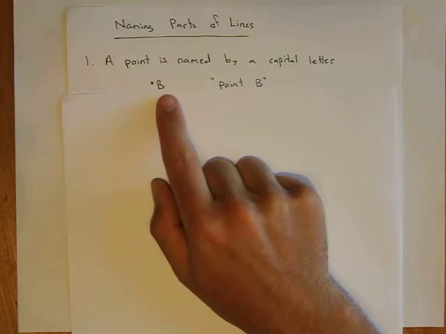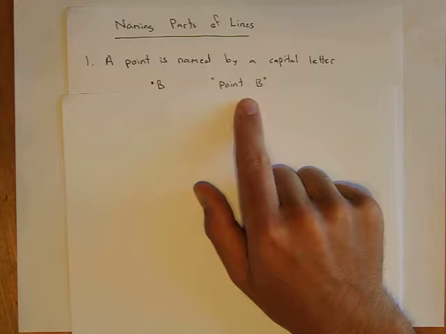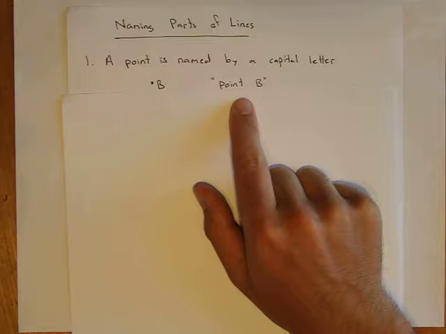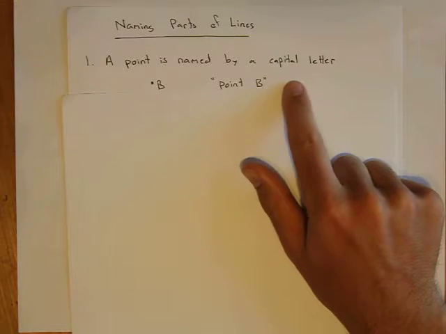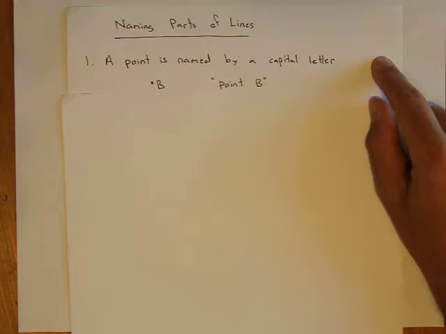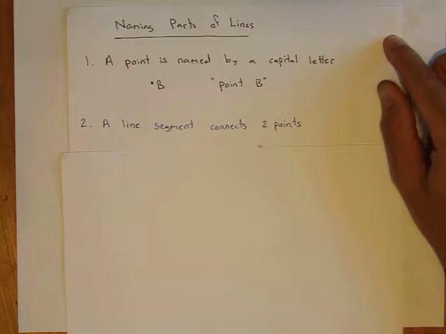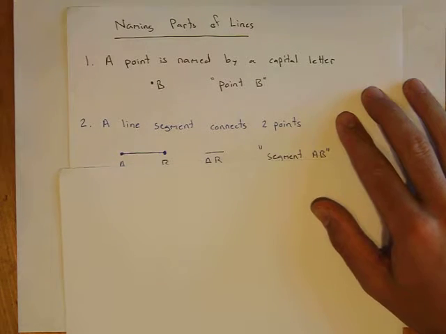Notation-wise, you'll just see a dot and a capital letter next to it, and it would be read point B. In this case, generally, if you're writing in a problem, you would just write the exact same thing. You would say point and then a capital letter B. Okay, so that's not too exciting. Moving right along, you could have a line segment, which connects 2 points.